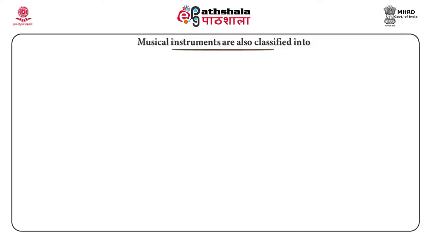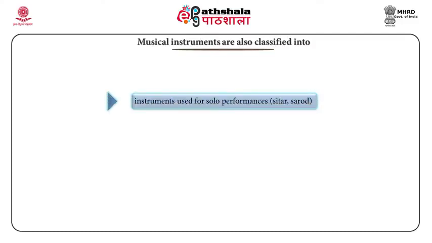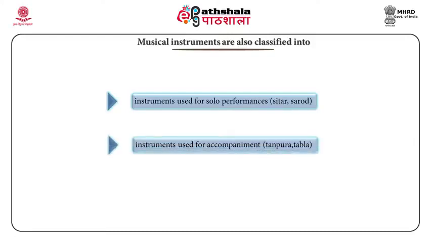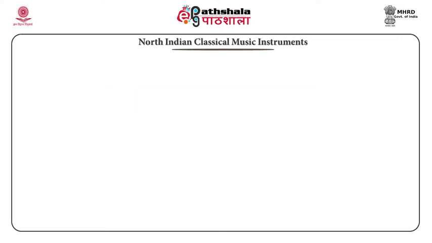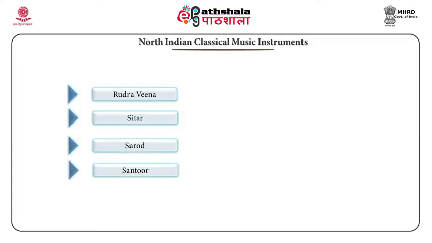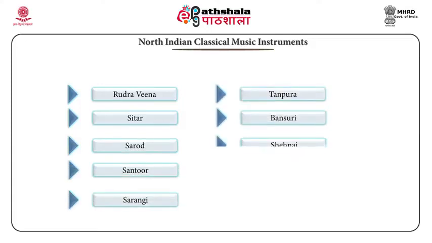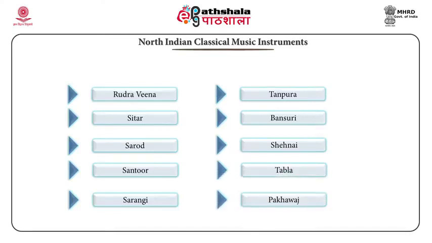Musical instruments are also classified into instruments used for solo performance, that is sitar, sarod, etc., and instruments used for accompaniment, that is tanpura and tabla. The commonly used North Indian classical musical instruments are rudraveena, sitar, sarod, santoor, sarangi, tanpura, bansuri, shehnai, tabla and pakhavaj.